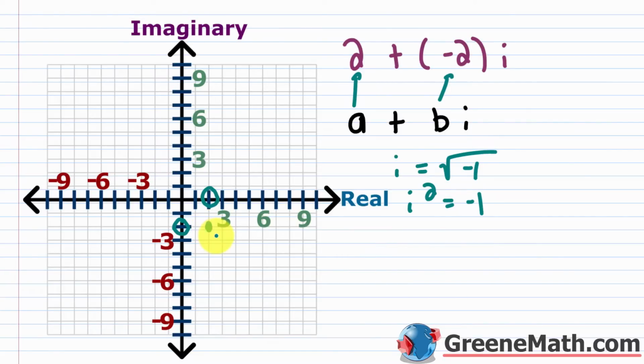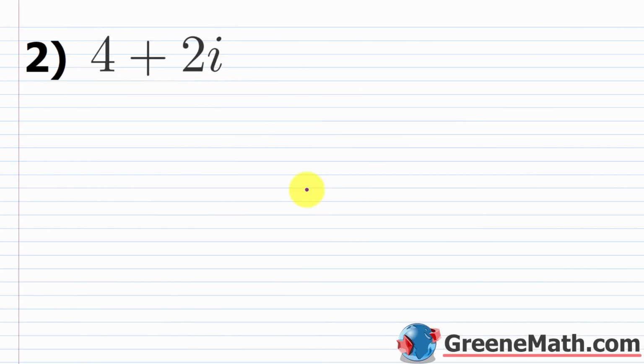Now, traditionally, that would be 2 comma negative 2. But let's just go ahead and say that we're going to put 2 plus negative 2i, or we could even write 2 minus 2i. I think that's a little bit cleaner to show that this is our point here that represents that complex number. All right, let's take a look at problem 2.